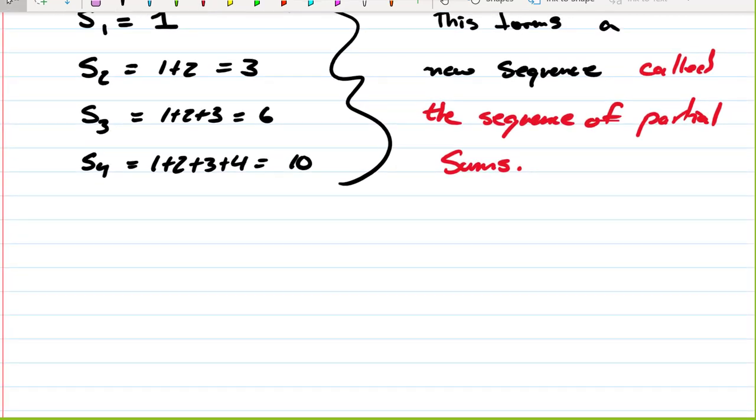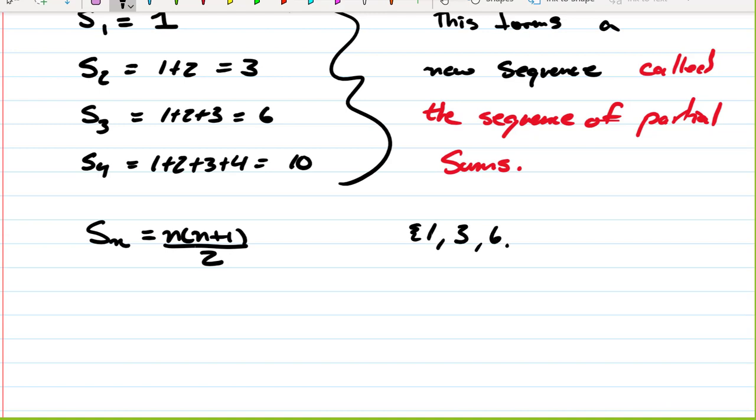So it turns out that, like we were talking about last time, we can find a pattern for this sequence of partial sums. So S sub n is n times n plus 1 divided by 2. And that would generate the sequence 1, 3, 6, 10, and so forth.